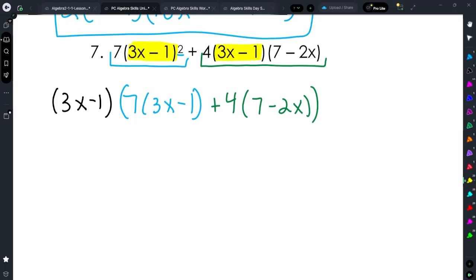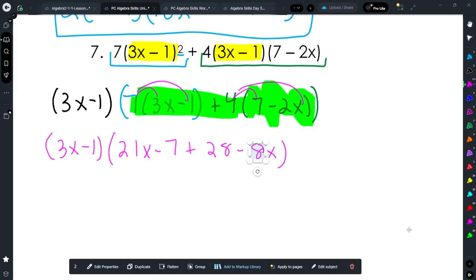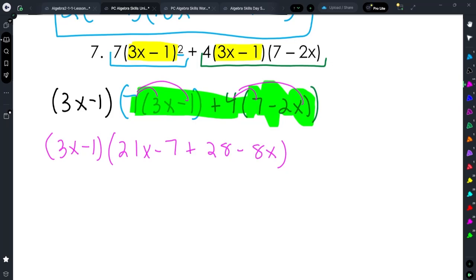Now I look at the insides here and say, can I do anything there before simplifying? Nope, there's nothing else to factor, so I'm going to distribute, and then simplify this. So we still have this 3x minus 1 hanging out, and then we have to distribute, that gives us 21x minus 7 plus, when we distribute the 4, 28 minus 8x. And then we can combine like terms in the second parenthesis.